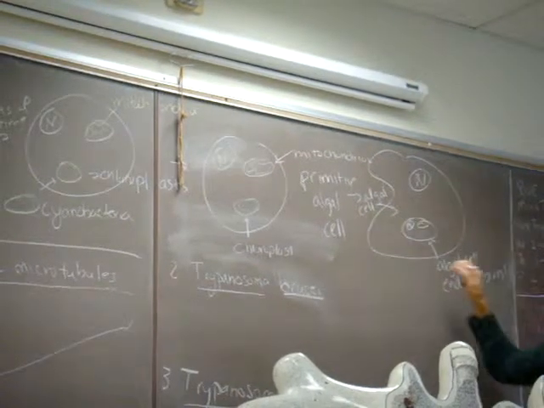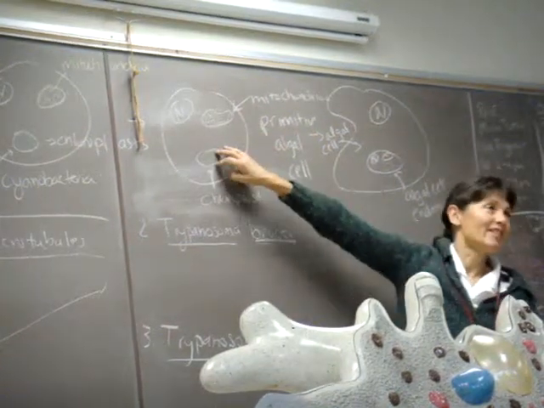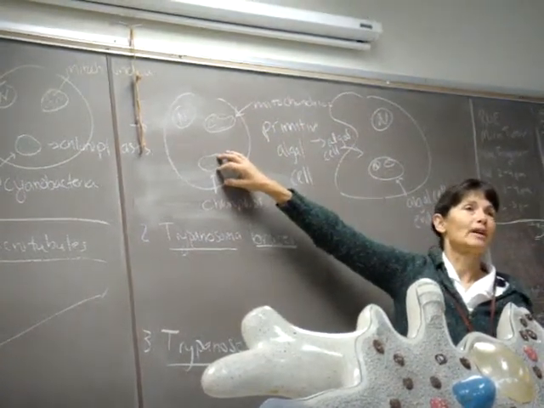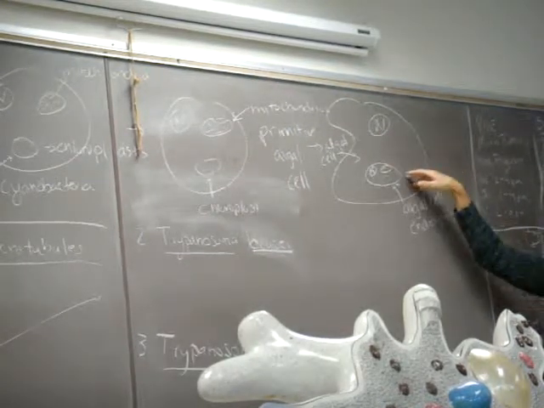This is an example of secondary endosymbiosis, where one of these eukaryotes that already had a mitochondrion and chloroplast was eaten by another cell, and it became an endosymbiont.